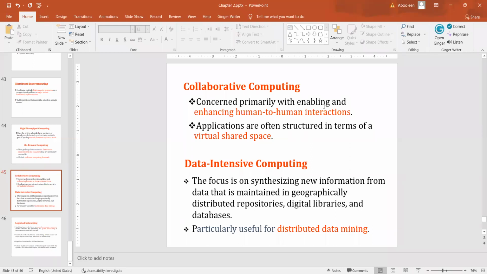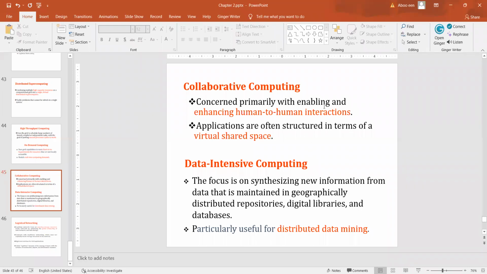So the focus is on synthesizing new information from data that is maintained in geographically distributed repositories, digital libraries, and databases. So data intensive computing. So basically in this case, they are going to deal with a huge amount of data. This data can be stored or located in various distributed locations, with data repositories, digital libraries, and databases.